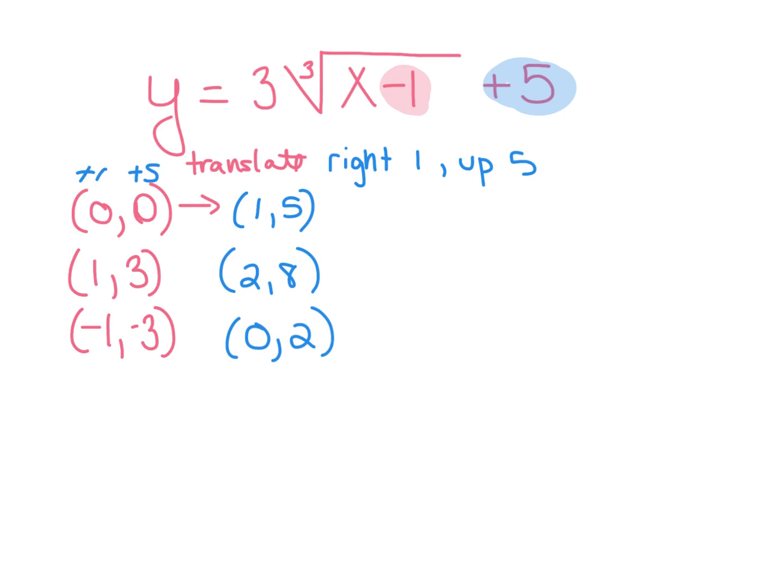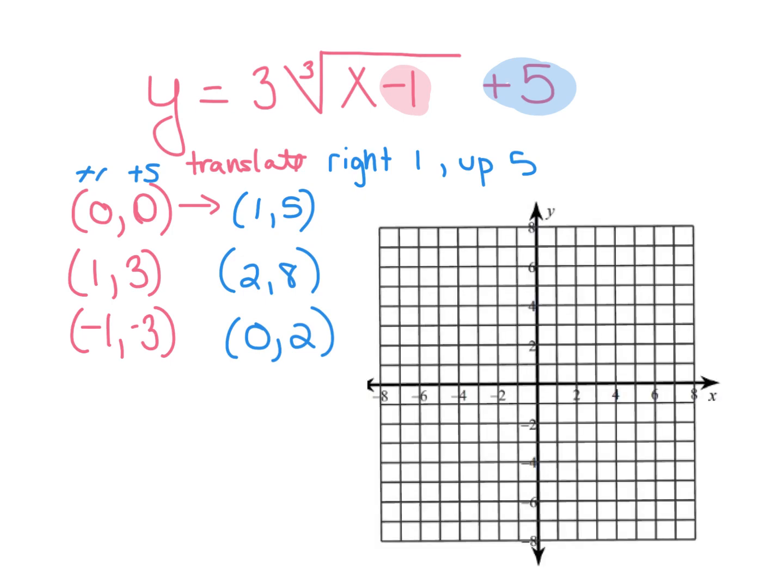Then you will plot these on the coordinate plane. So I'm going to place my ordered pairs at (1, 5), (2, 8), and (0, 2). And you should know that a cube root function makes a stretched out S, unless it's been reflected, then it's going to switch and go the other way. So it's going to be sketched like this, and then I state my domain and my range, which would be from -infinity to +infinity.